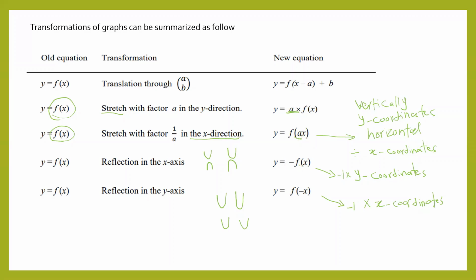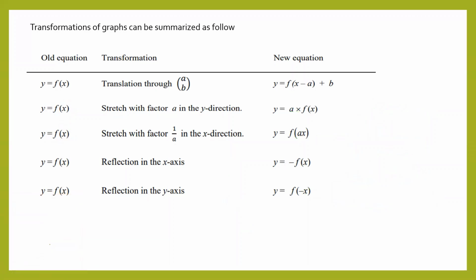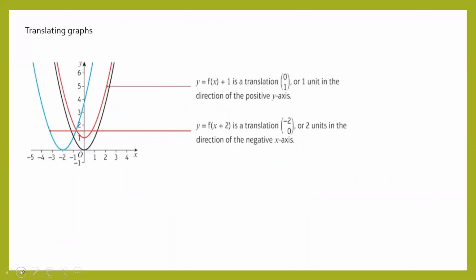Regarding the reflection, if the negative sign is out of the function notation, you multiply all the y coordinates by -1, and if the negative sign is inside the function notation or inside the brackets, we multiply all the x coordinates by -1. So let's see briefly the graphs, how they look after transformation.